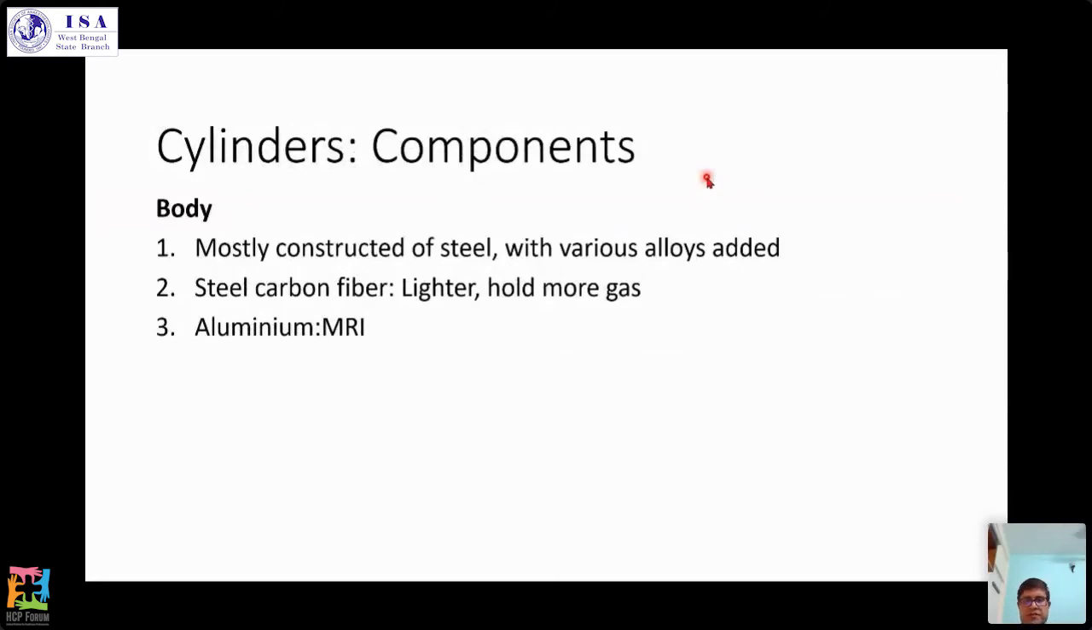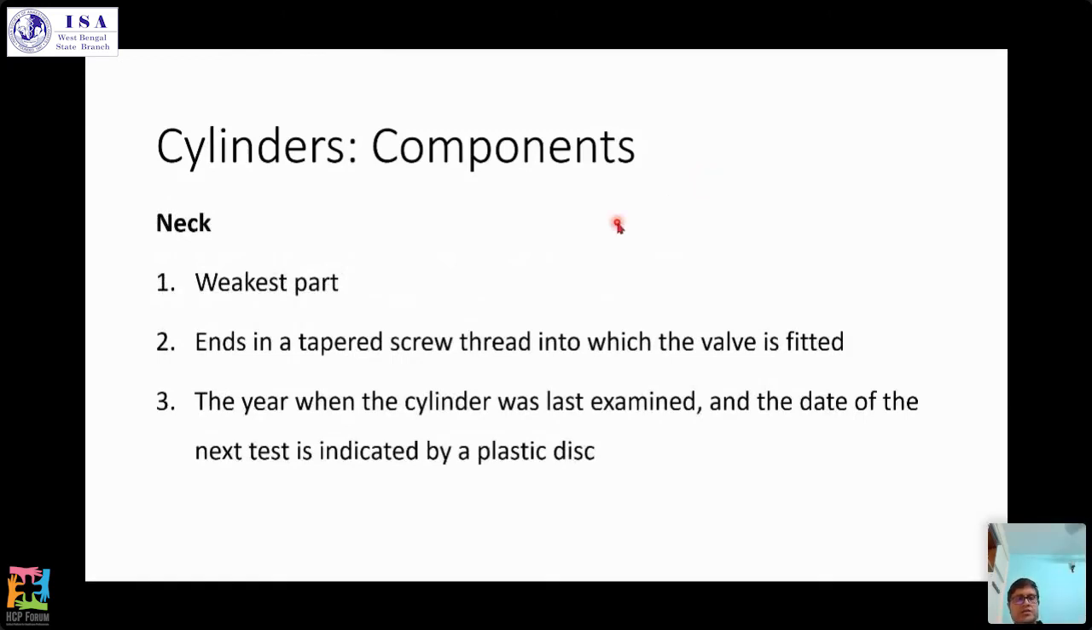Components. This is not very important, but the body is mostly constructed of steel with various alloys added. Carbon steel was initially used, but presently good quality steel cylinders use molybdenum steel, though it's expensive. Most of the cylinders in India are manganese steel. Steel carbon fiber cylinders, I have not seen one, but they're lighter and the walls are supposed to be a little thinner, so for the same size they will hold more gas. Aluminium cylinders are, of course, light and can be carried, and smaller cylinders are mostly made with aluminium because people can carry them to be used out of hospital settings. But in the hospital, the most important use is in the MRI suite, since it's a non-ferromagnetic material. I think you know of this already.